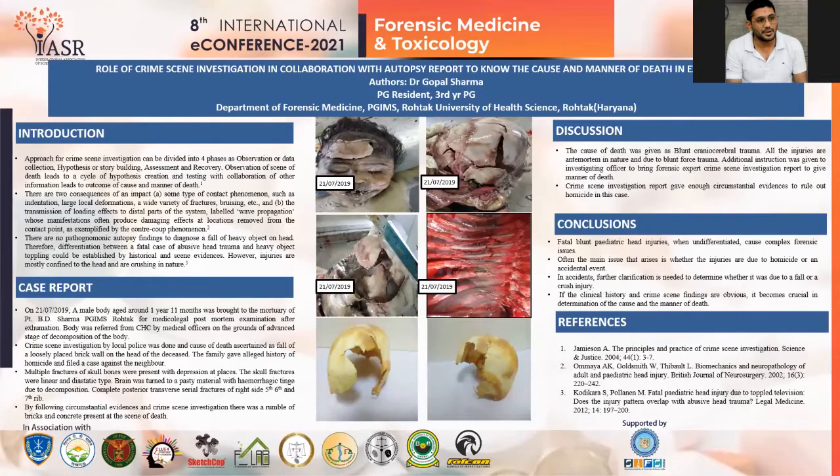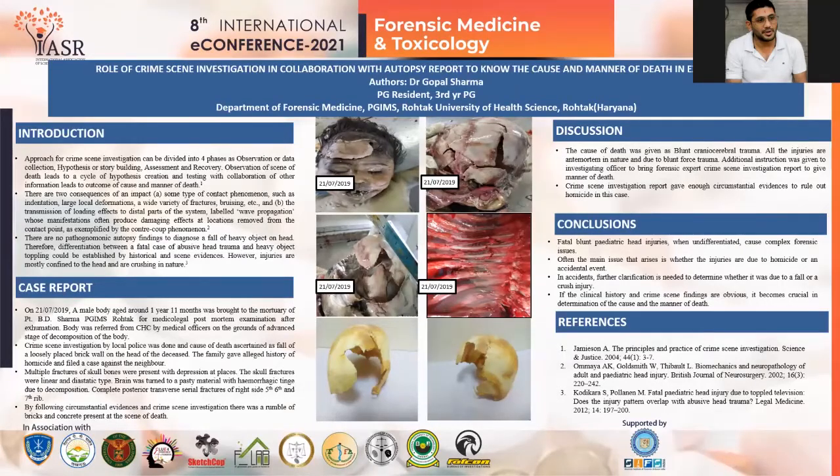Today I'm going to represent my poster on the role of crime scene investigation in collaboration with autopsy report to know the cause and manner of death in an exhumed case. Myself, Dr. Gopal Sharma, resident in forensic medicine in PGIMS Rohtak.